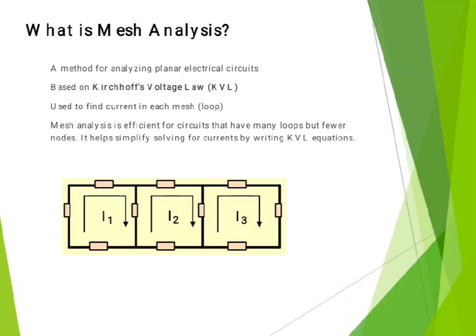Kirchhoff's voltage law says the sum of potential drops is equal to the sum of potential rises. It is used to find currents in each mesh. Mesh analysis is efficient for circuits that have many loops but fewer nodes. It helps in simply solving for currents by writing KVL equations.